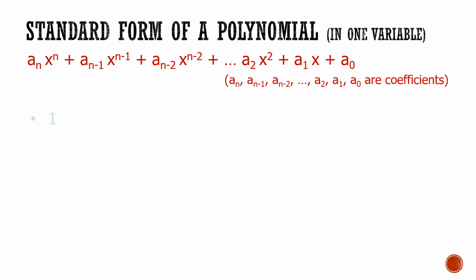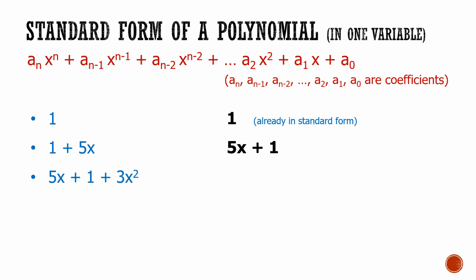Here are some examples. If you just have the expression 1, there's nothing to do, it's already in standard form. But if you have the expression 1 plus 5x, 5x is the linear term. It is of degree 1. That should come before a constant of 1, which is of degree 0, and you should write 5x plus 1. If you now have 5x plus 1 plus 3x squared, the quadratic term of degree 2, 3x squared, should now come first, and you'd say 3x squared plus 5x plus 1.